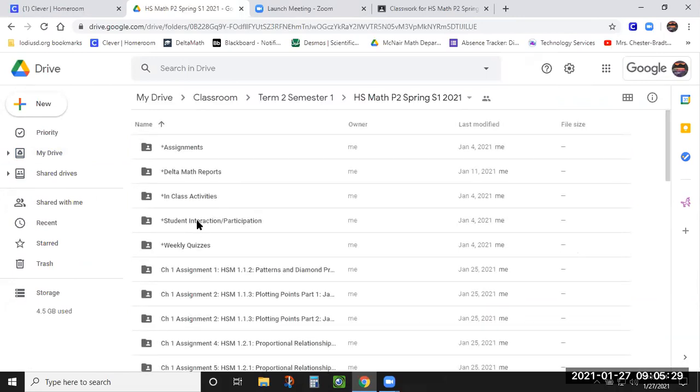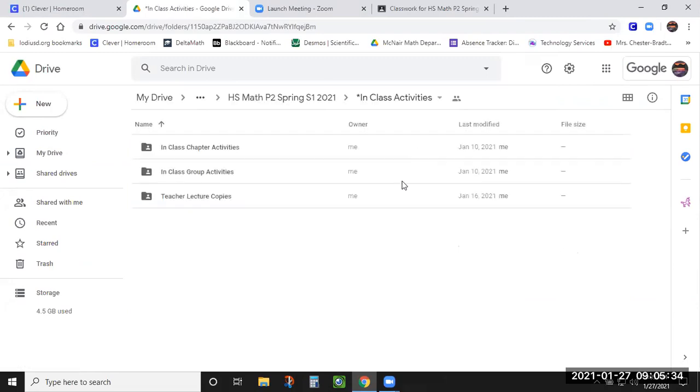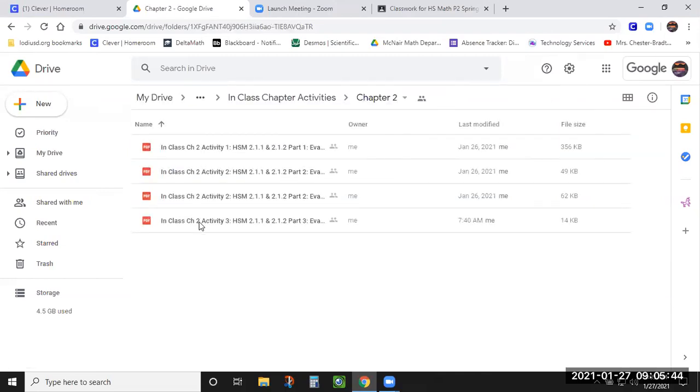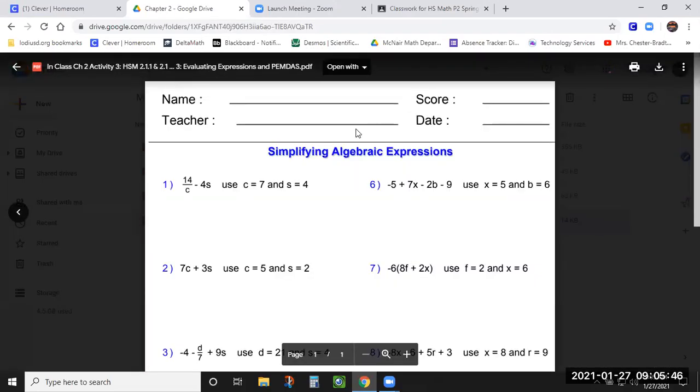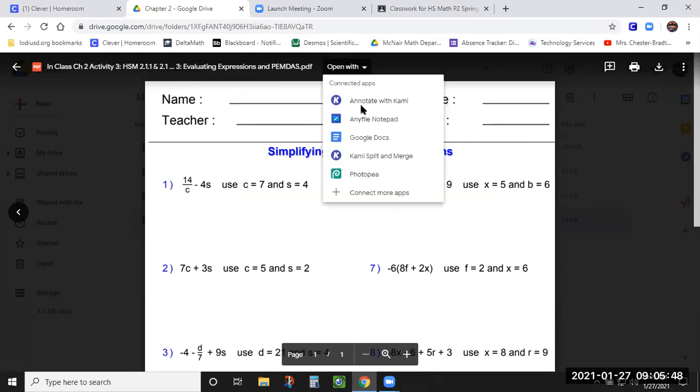So we're just building the layers. We're doing it step by step, building the layers. Okay, so we're in our activity number 3 of chapter 2. Open with Kami.